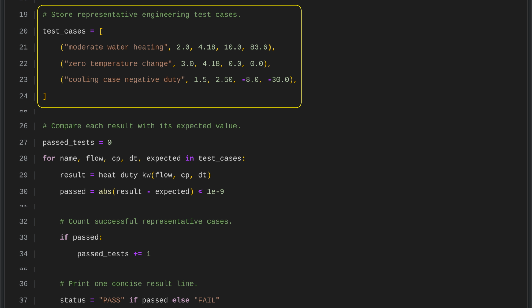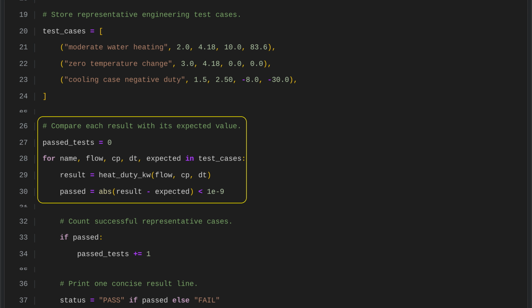The test cases are organized as named scenarios for checking a heat duty calculation. Each case includes the mass flow rate, specific heat capacity, temperature change, and expected heat duty. Together, they cover normal heating examples as well as edge cases such as no temperature change and cooling, helping verify that the function works correctly across different conditions.